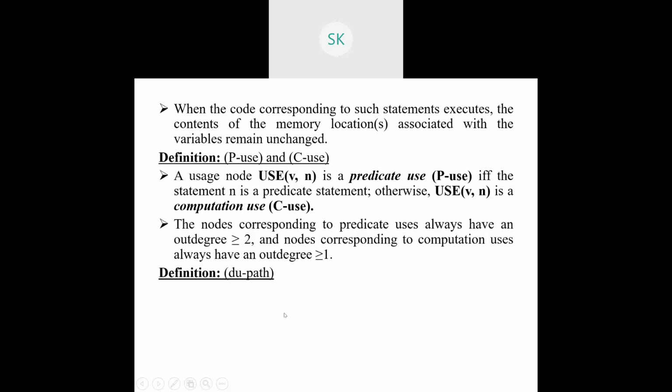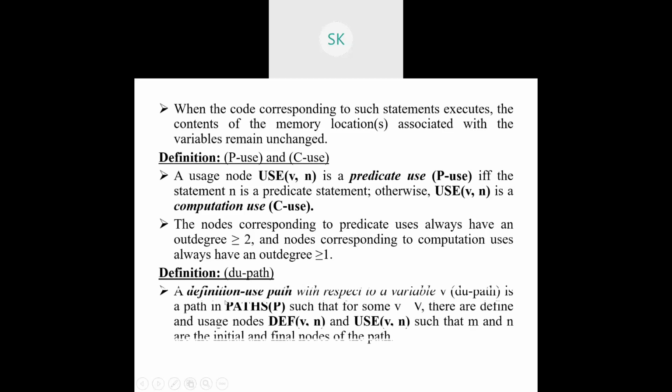We have seen this; we'll just go through the definitions. A DU path is where the defining node is the starting node, and where you have used that variable is the end node. From the starting node till the end node, if you join all the intermediate nodes, you get the DU path. We'll explore that in the definition part.